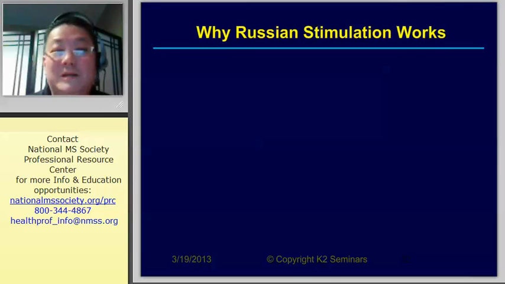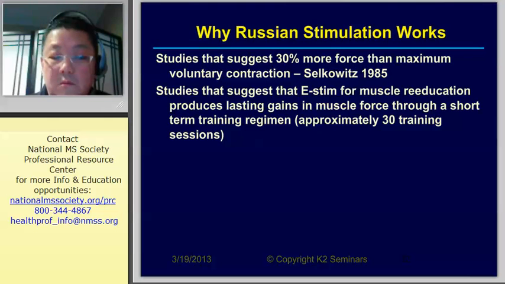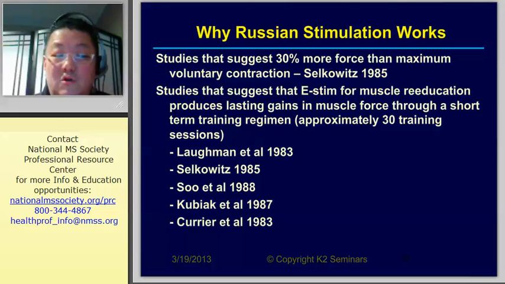Yes, you can get increased strength in patients with MS. Loads imposed on stimulated muscles during training are likely to be responsible for the gains observed during NMES training. If we talk about NMES, we talk about FES. They're really all electrical stimulation, just different terms for how we strengthen the muscle. Studies suggest that 30% more force than maximum voluntary contraction can be had with electrical stimulation. This is Selkowitz in 1985. Studies also suggest that e-stim for muscle re-education produces lasting gains through a short-term training regimen.